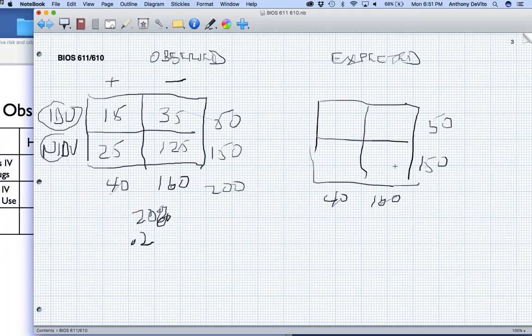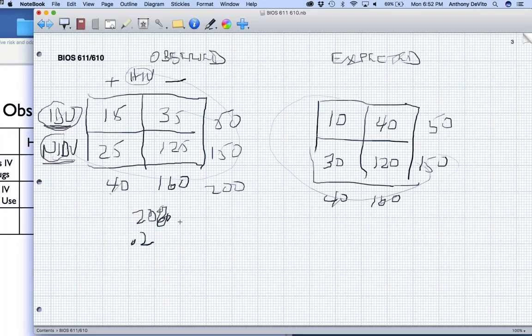Okay, so if there was no association between whether a person was an IV drug user or not, how many of those 50 people would we expect to be HIV positive? 20% of them, right? Just like the whole population. So we'd expect 10 to be HIV positive, and we'd expect 40 of them to be negative. What percentage of the 150 that were not drug users? Same deal, right? 30 and 120. So this is what we actually found, and this is what we would have expected if there's no association between whether a person is an IV drug user and whether or not they're HIV positive.